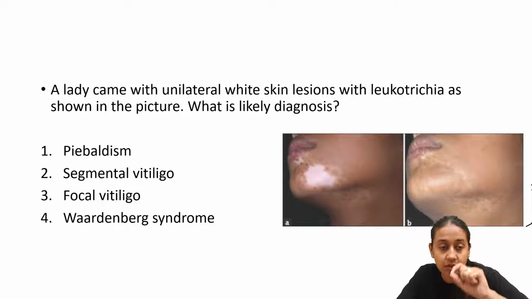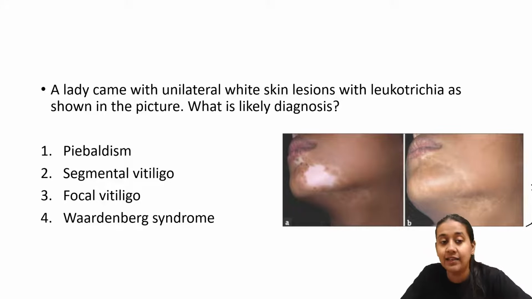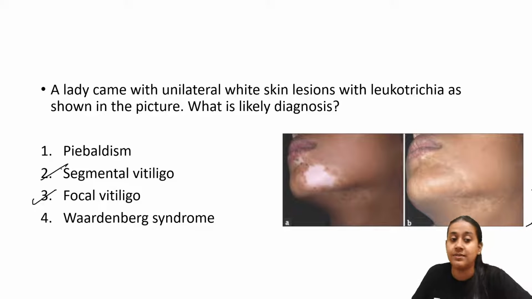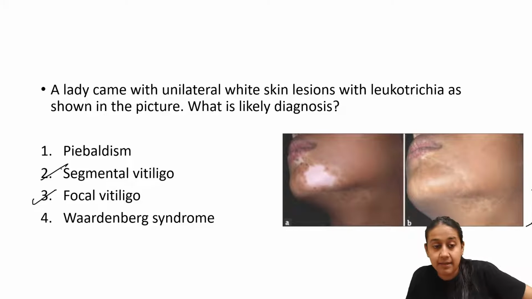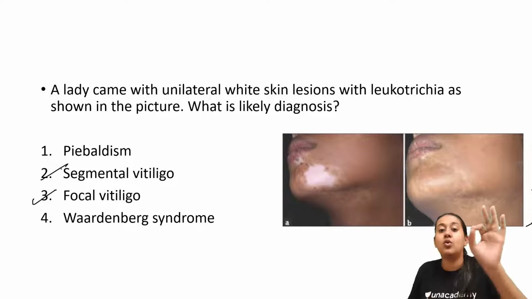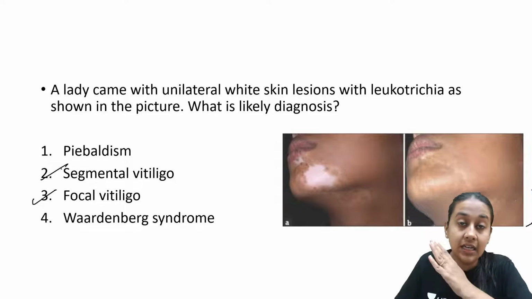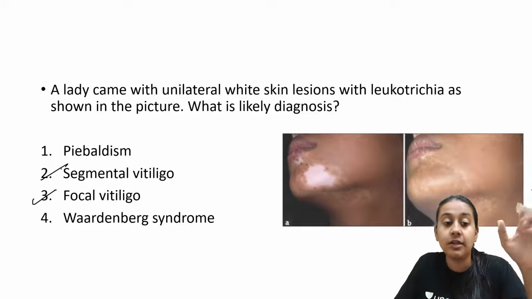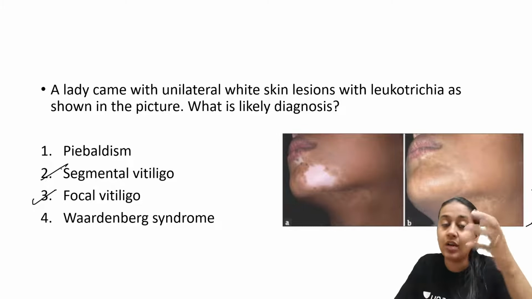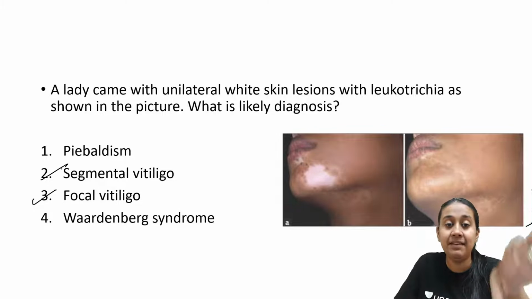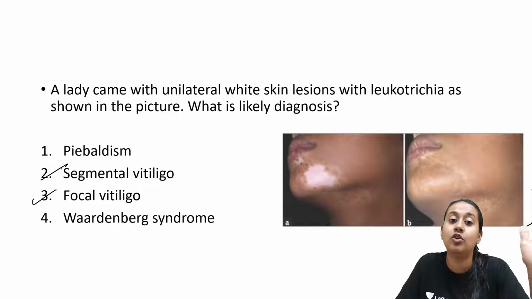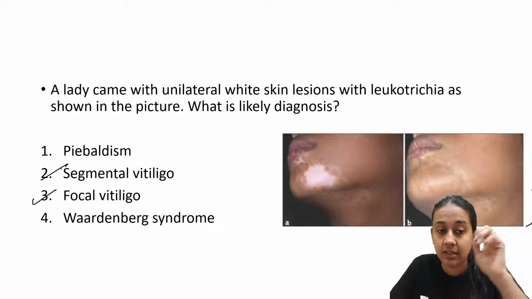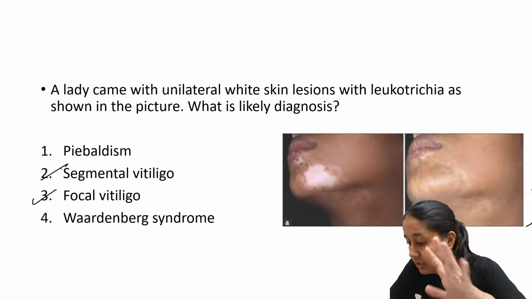Now, I totally agree with you that it is very difficult to know how to differentiate focal from segmental. Please remember, segmental vitiligo is present on a single dermatome. It never crosses the midline. But focal vitiligo can cross the midline. It can present focally in different dermatomes also. So that is how you can differentiate a segmental from a focal vitiligo.